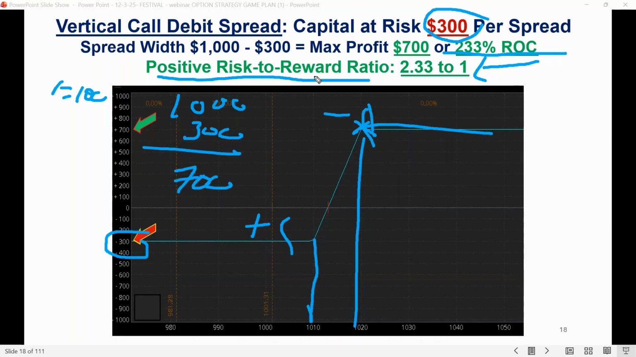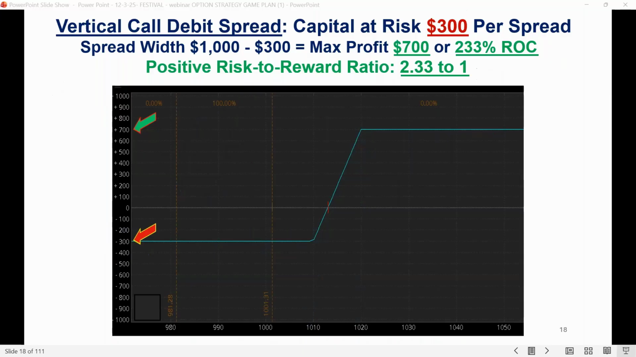You're getting more profit than what you're risking. So these are really great positive risk ratio trades. We typically look to at least get 1.5 to 1. So if you risk $1, you get at least $1.50.